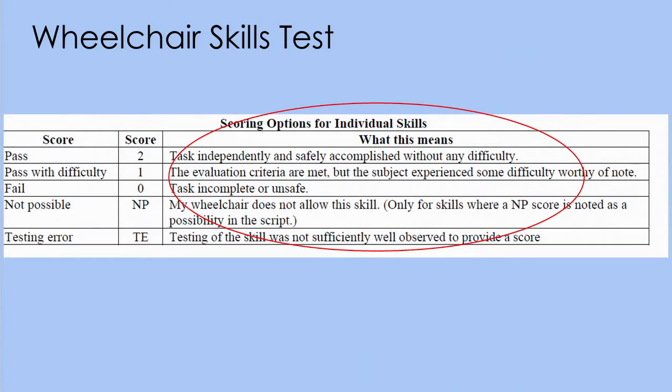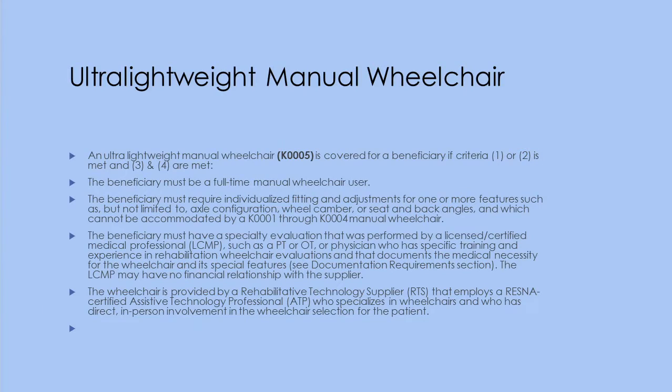But it does score with a passing score or pass with difficulty, failing, and it talks about independently and safely accomplishing without any difficulties, or a score of a 1 might be evaluation criteria met, but the subject experienced some difficulty worthy of noting. The task is incomplete or unsafe. So obviously we want to prove that this is necessary, but we may need to put in more than just strength and range of motion. So I challenge us to start thinking about what other evidence and things like that we can use.